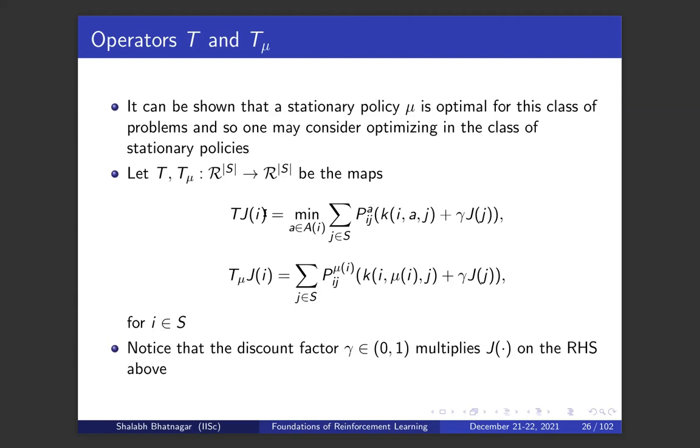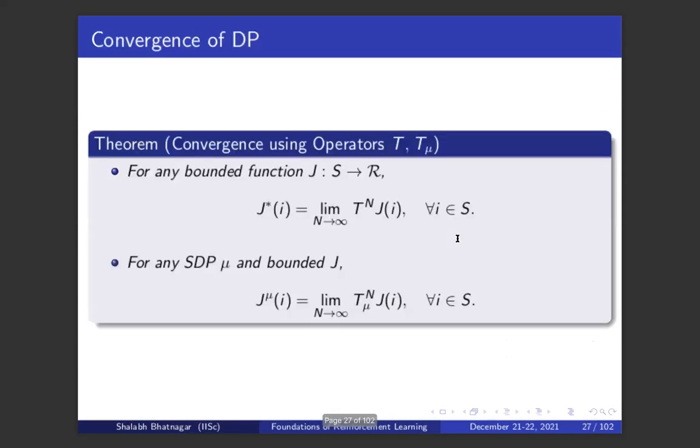One can similarly define these operators T and T mu in a similar manner as before, except that there's this gamma multiplying. Earlier, in the shortest path problem, you didn't have this gamma multiplying J of j here. Now you have this gamma, so you are looking at gamma times the cost to go for the next stage. So that's what it is.